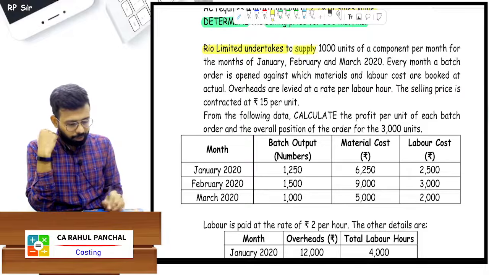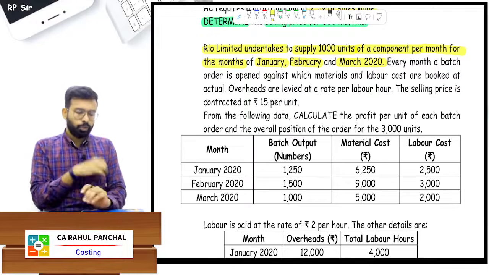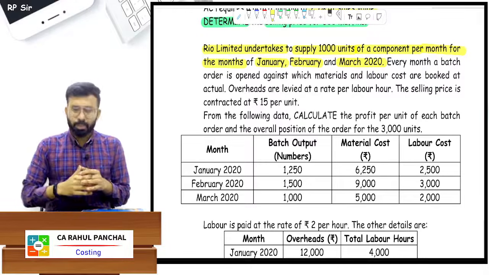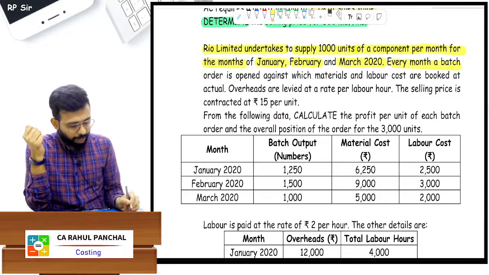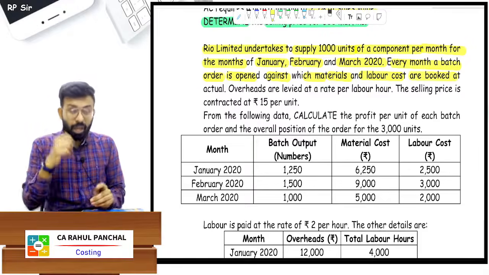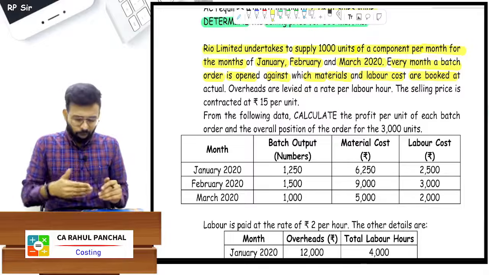Rio Limited undertakes to supply 1000 units of a component per month for the months of Jan, Feb and March 2020. So every month we are going to supply 1000. Every month a batch is opened against which material and labor costs are booked. So every month we will run one batch, and in that batch we will incur material cost and labor cost.